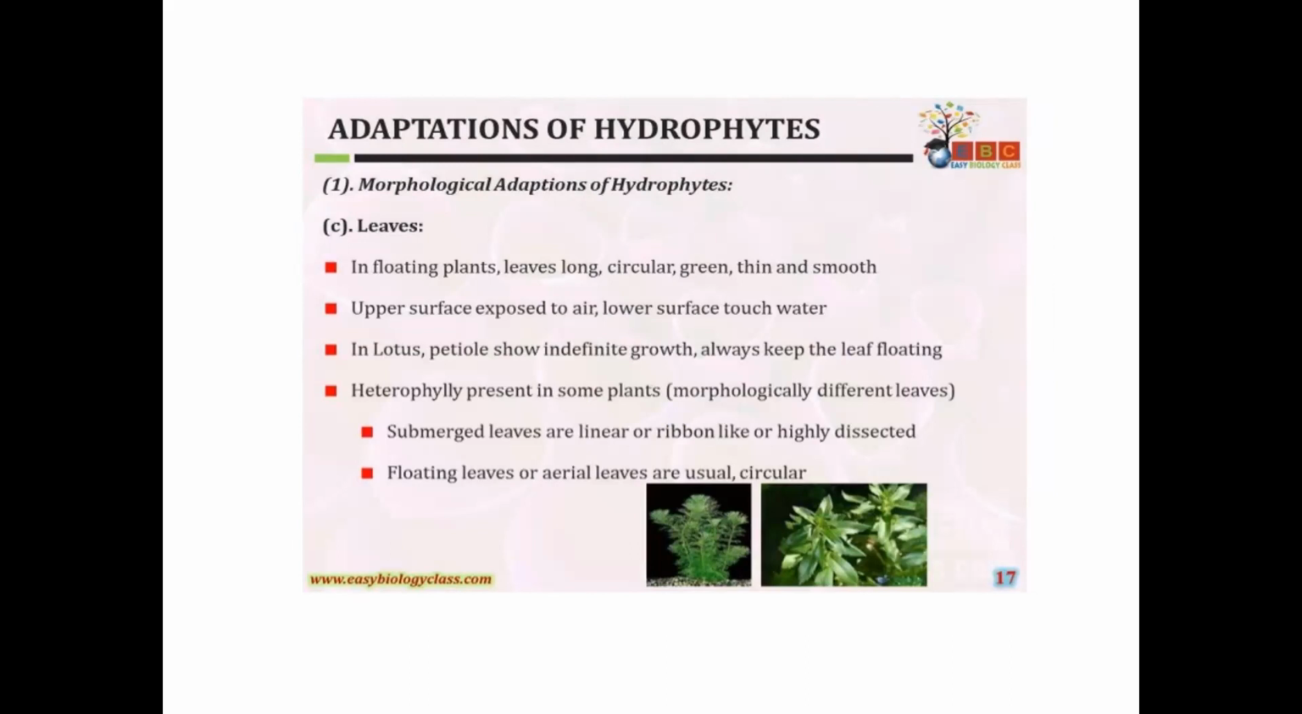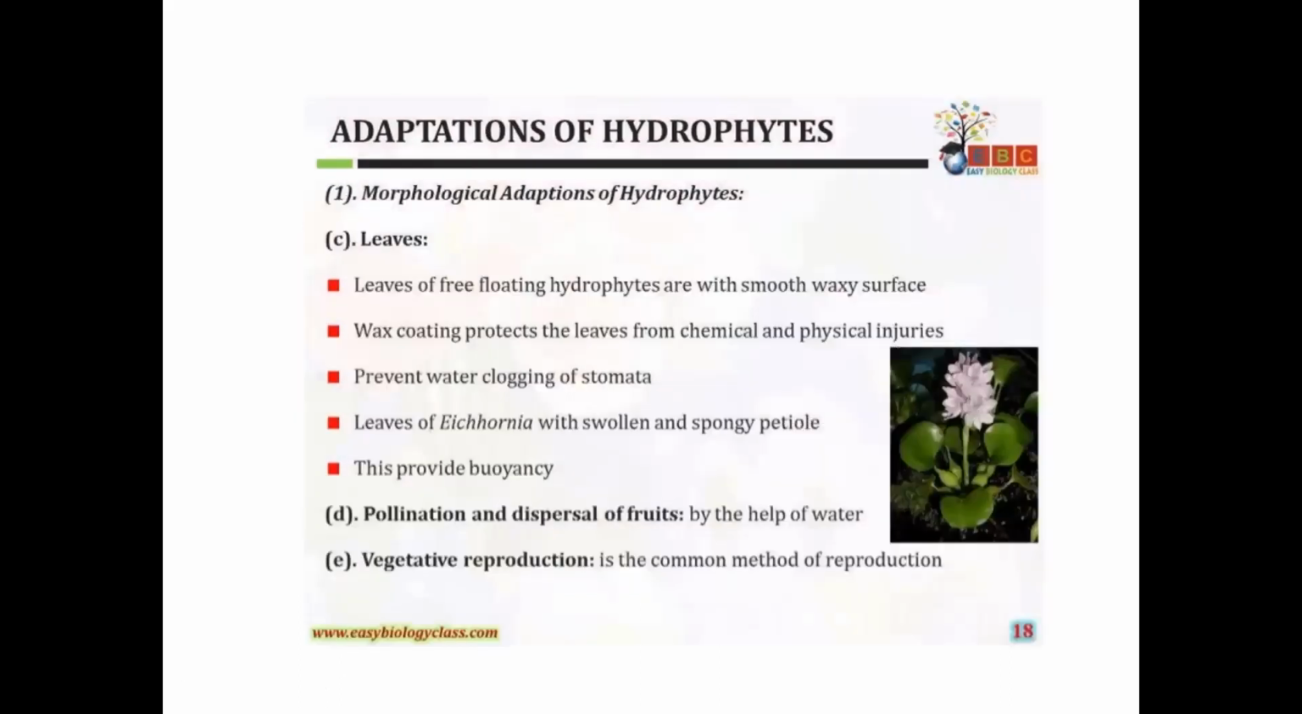In lotus, the petiole is long and always keeps the leaf floating. Heterophylly is also seen in some hydrophytes, that is two types of leaves, submerged leaves and floating leaves. The leaves present inside the water, the submerged leaves, are linear and ribbon-like, or highly dissected, reduced in size. Whereas the floating leaves are aerial, and usually circular.